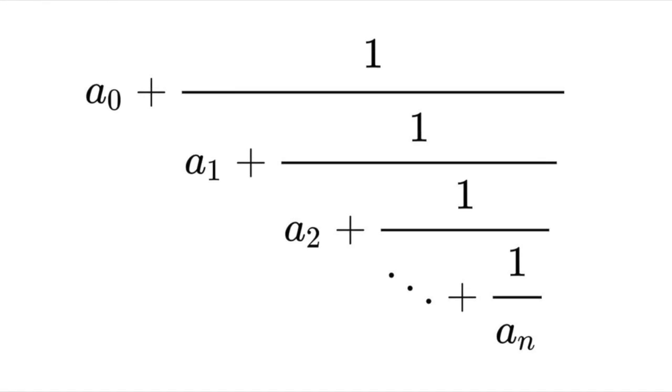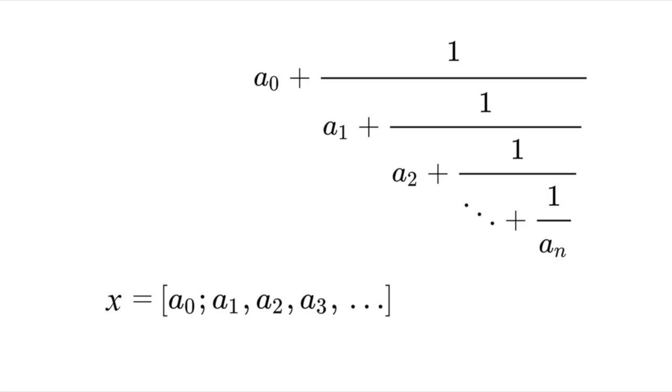A continued fraction is a representation of a real number in the form shown here. Mercifully for typesetters, it can be written in compact notation as a sequence of numbers like this: A0, A1, A2, A3, and so on, where the integers a sub i are called partial quotients.